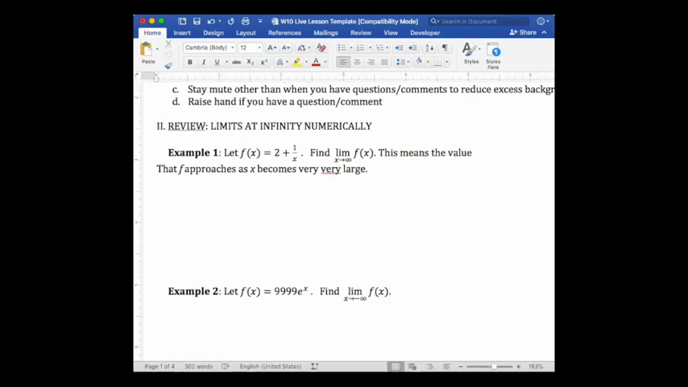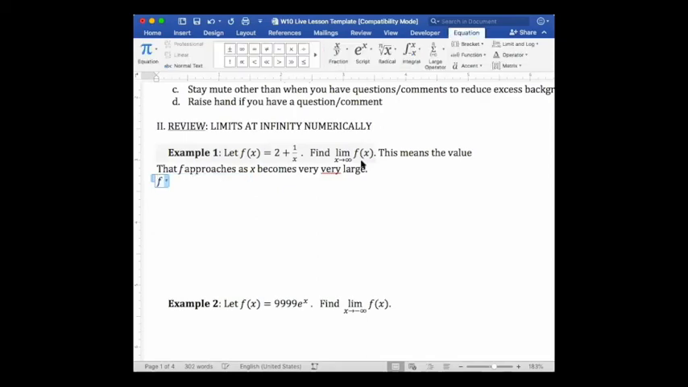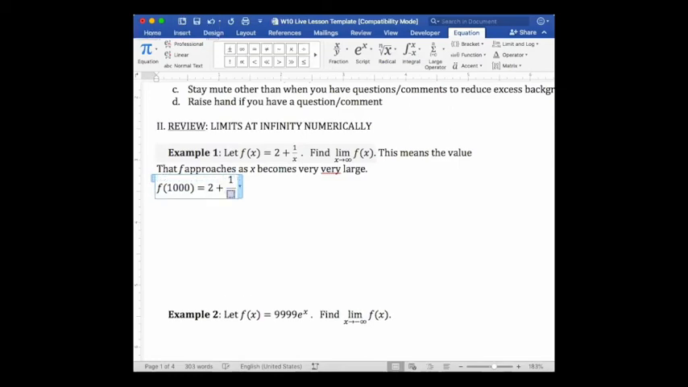Now, one way to find this, as we saw last week, is to actually plug in a specific very large number. So, for example, to get a sense of what the value of this infinite limit might be, I can plug in a very large number for x, like say 1,000. So I'm going to plug 1,000 into this function. I have f of 1,000 is equal to 2 plus 1 over 1,000. And I think as a decimal, that would be 2.001.